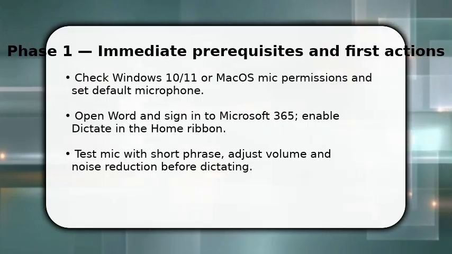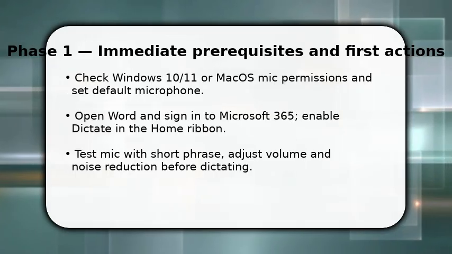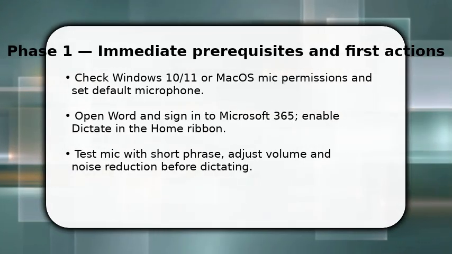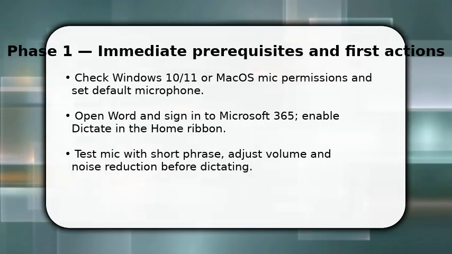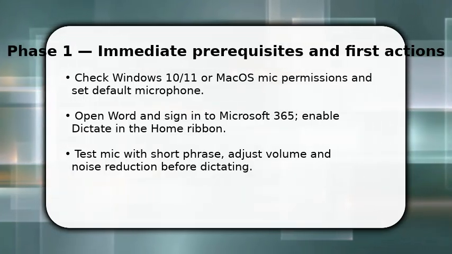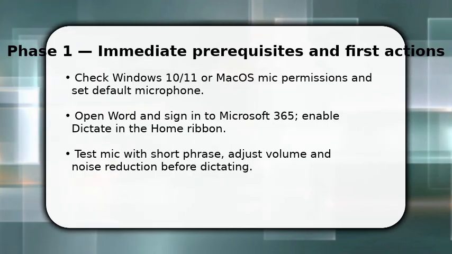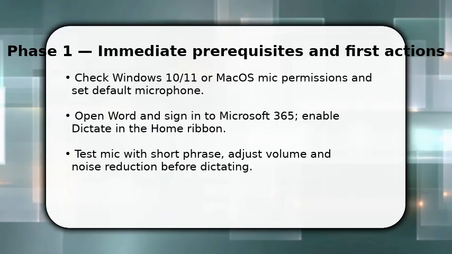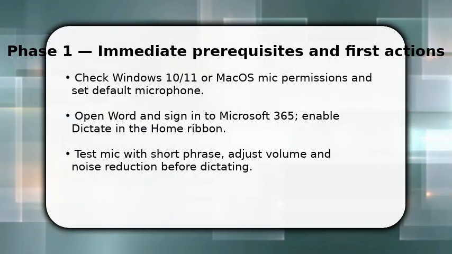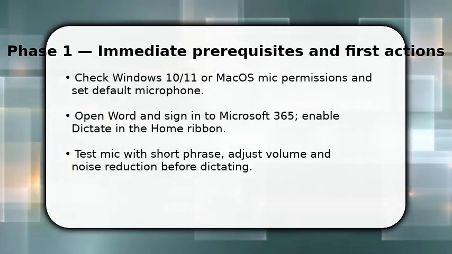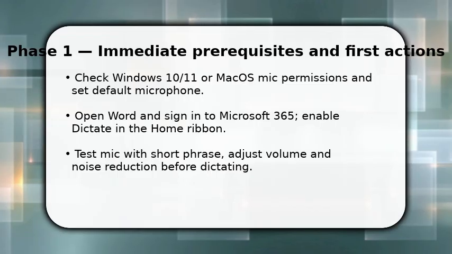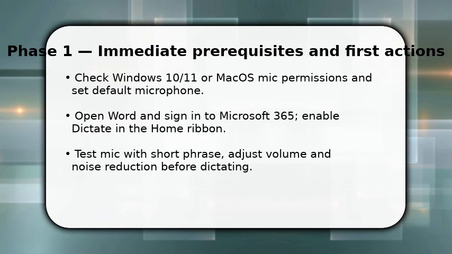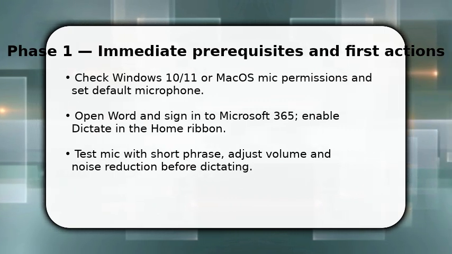You begin by enabling the tools needed to speak to text. First, make sure your microphone is allowed for apps and set as the default device. This prevents permission blocks. Next, open Microsoft Word and sign into Microsoft 365 so the Dictate button appears on the Home ribbon. Click Dictate to start the service. You'll see a red recording dot. Once done, speak a short test phrase to confirm clarity and adjust levels to reduce echo or background noise.